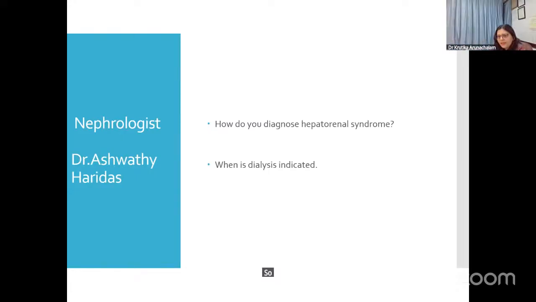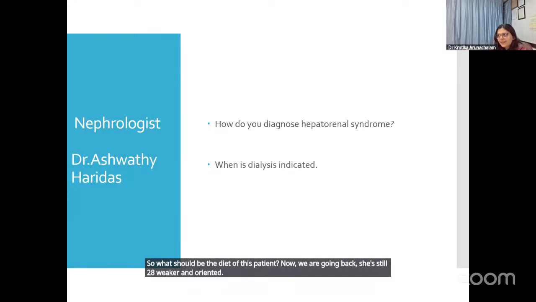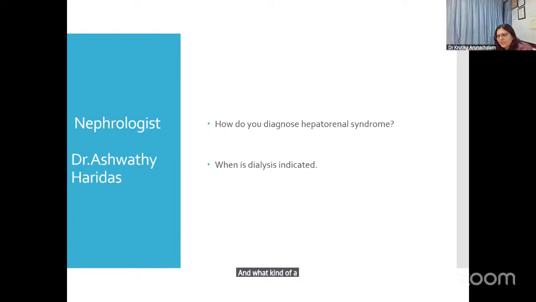So what should be the diet of this patient? Now, we are going back. She is still 28 weeks and oriented. And what kind of a diet should this patient consume now?